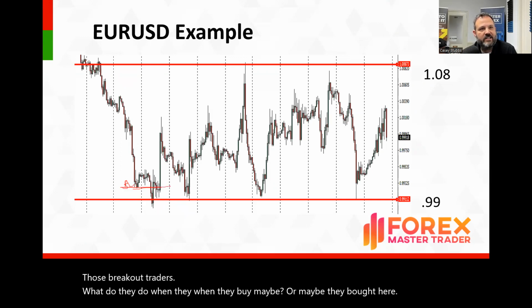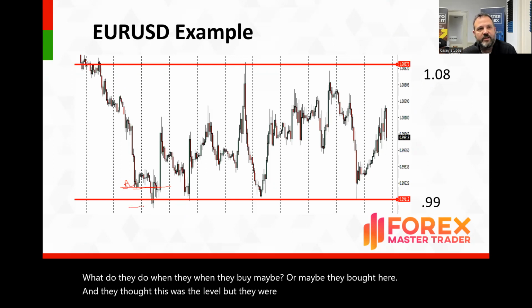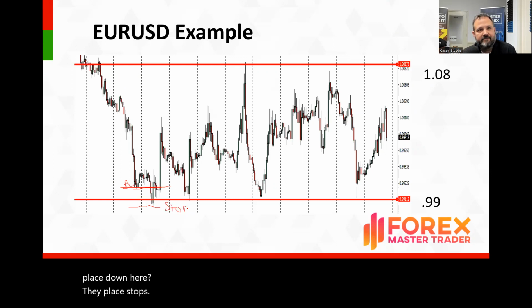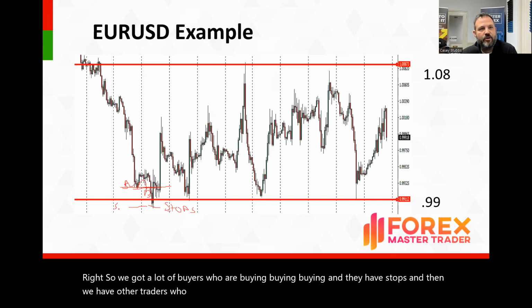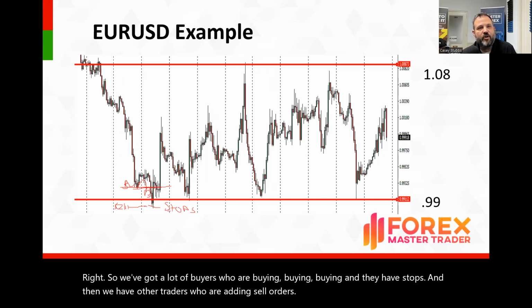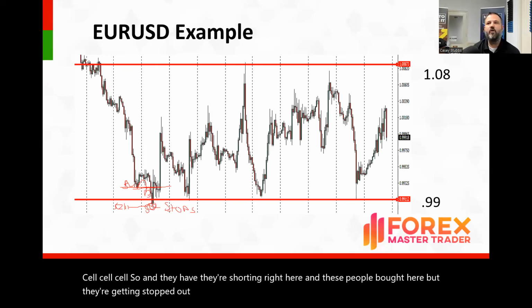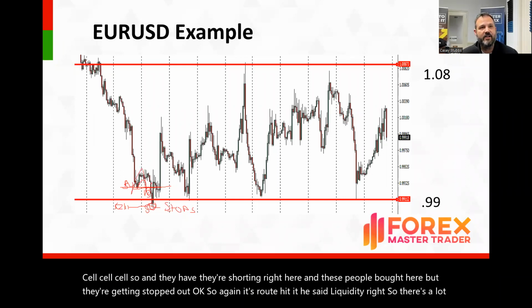and they thought this was the level, but their timing was off. And so what do they place down here? They place stops, right? So we got a lot of buyers who are buying, and they have stops. And then we have other traders who are adding sell orders. They're shorting right here, and these people bought here, but they're getting stopped out. Okay. So again, Rouse hit it. He said liquidity, right? So there's a lot of buying and selling, boom, boom, boom.